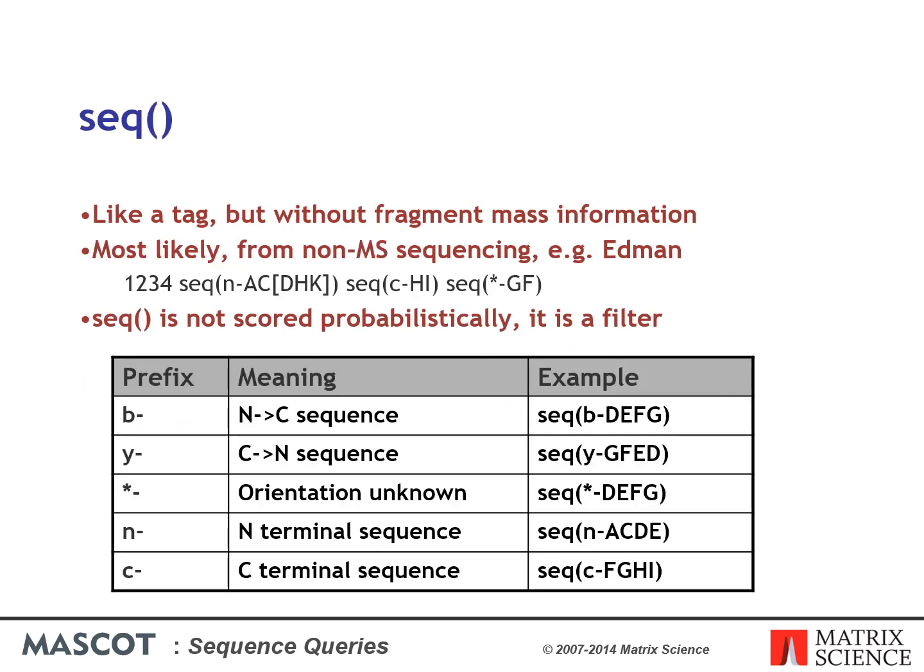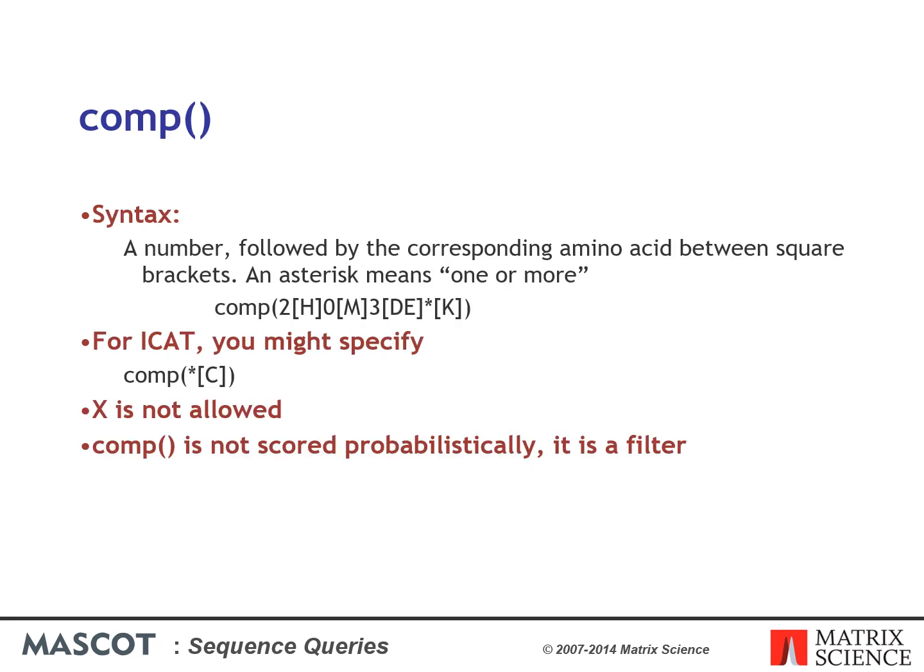Besides the tag and e-tag, Mascot supports a number of other sequence qualifiers. One of these is seq. Note that seq is a filter. It must be correct or there will be no match. The other important one is comp. This would be useful in an ICAT search. Note that comp is a filter. It must be correct or there will be no match.